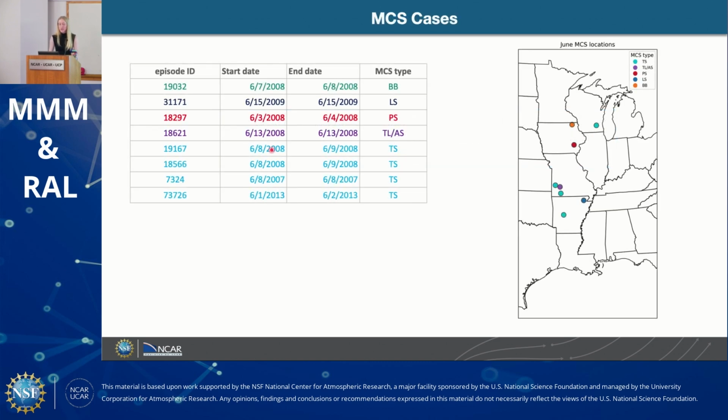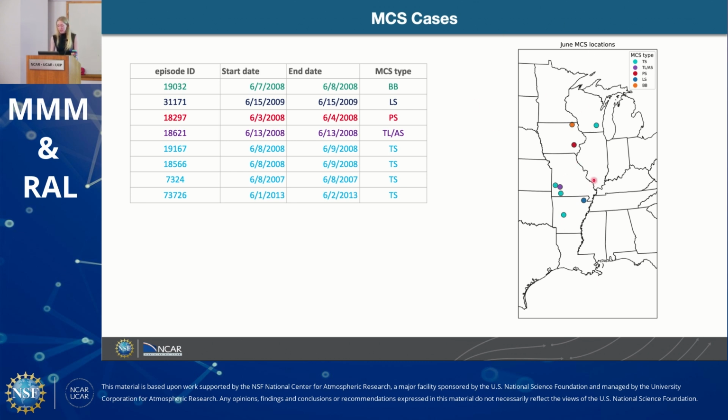So in order to do this, I looked at 8 MCS cases. These cases are taken from that flood-producing storm database that I created during my PhD. And so these episode IDs relate to the NCEI Storm Events Database. And then what you see here, these dots are showing the centroid location of all the flash flood reports associated with that particular MCS.